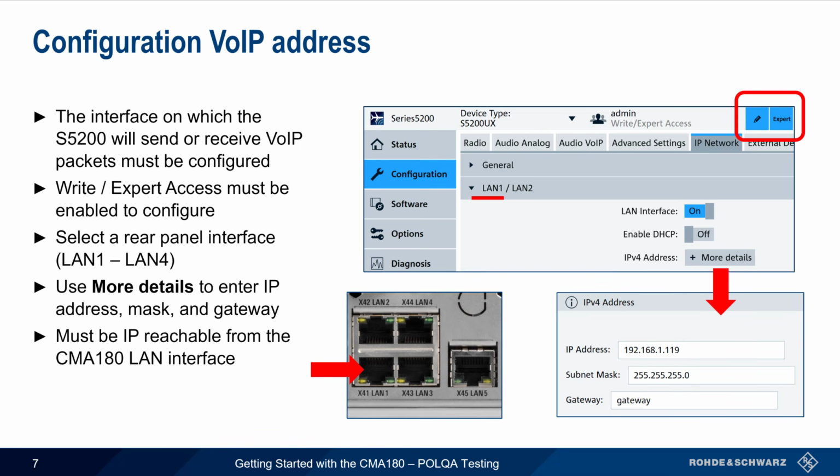Note that this interface must be IP reachable from the CMA180 LAN interface, and this is most often done by configuring both interfaces to be in the same subnet. In our example, we've assigned address 192.168.1.119 to the LAN 1 physical interface.